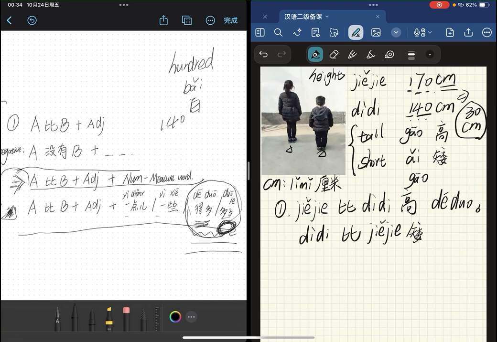That's a complete sentence. And 弟弟比姐姐矮得多, 矮得多. So this sentence expresses a big difference. Okay, so this is comparing height.